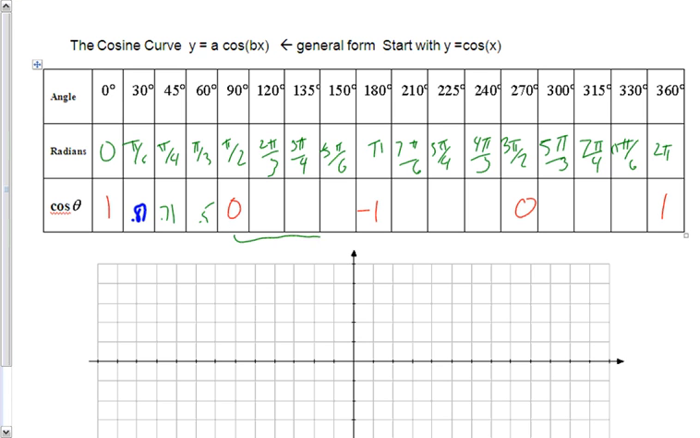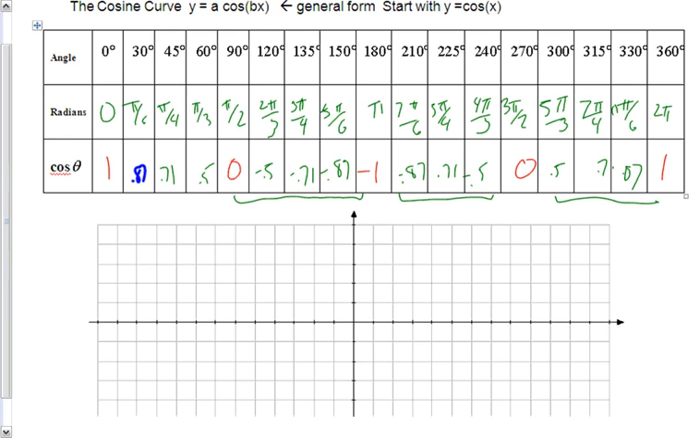Well, here, they're going to be negative. Why is it negative? Because unit circle, take a look at it. Negative 0.71, negative 0.87. Yep. And then here, quadrant 3, it's negative as well: negative 0.87, negative 0.71, negative 0.5. And then it's positive in Q4: 0.5, 0.71, and 0.87. So now I want to graph these.